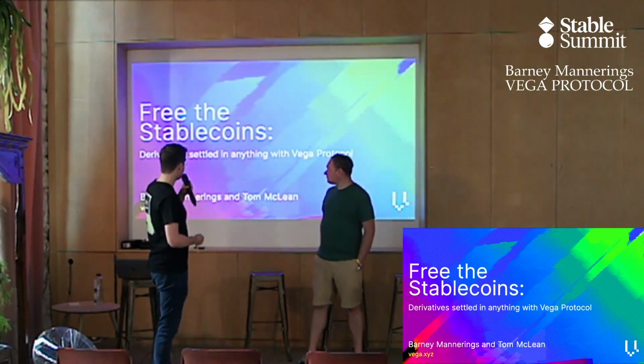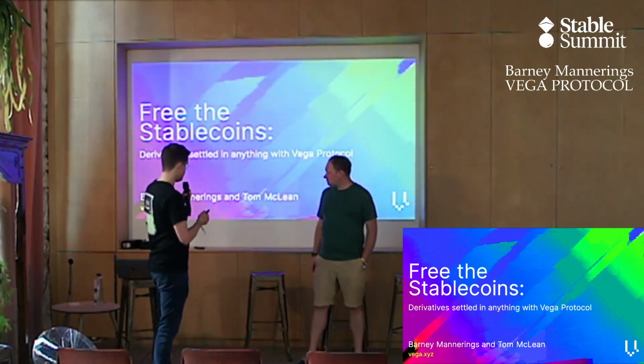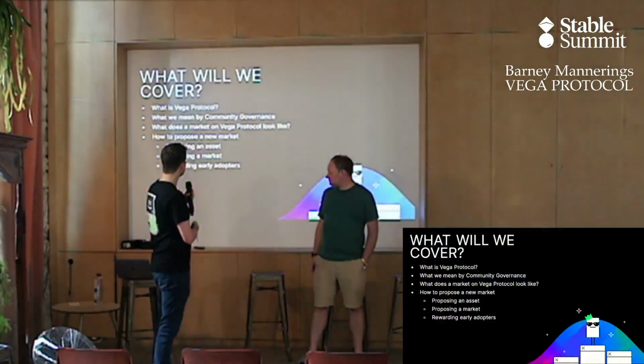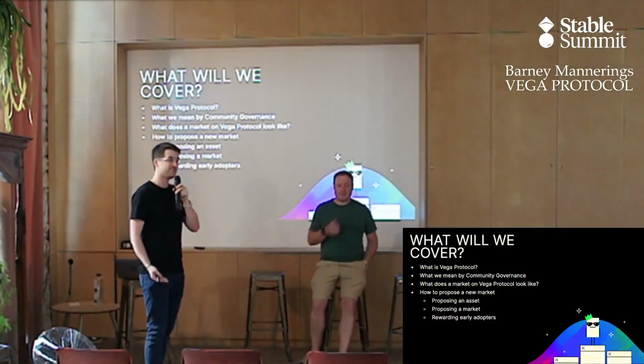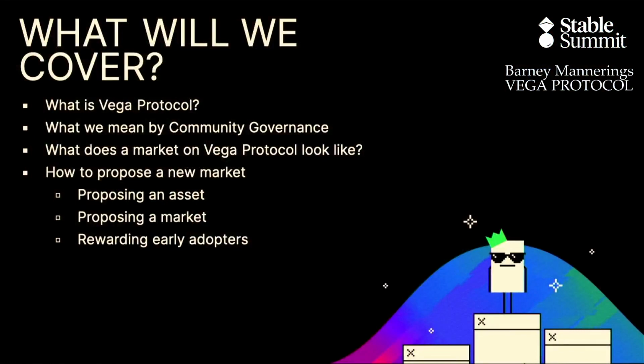So how are we going to get there? If I turn this on, we're first going to give a quick overview of what Vega Protocol itself is. Barney's going to give a bit of background about the history and what it entails. Once we've got that, I'm going to run through what we mean by community governance, what a Vega Protocol market allows control of, how the community manage it and benefit from it.